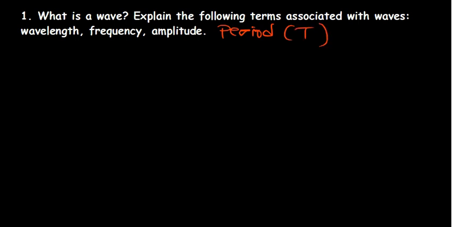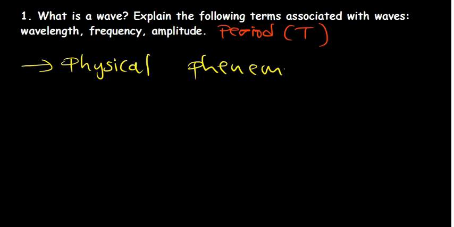Okay, so what is a wave? So a wave is a periodic disturbance that moves in space. Now for the sake of chemistry, we'll try to use a more formal definition. So a physical phenomenon described by these properties.